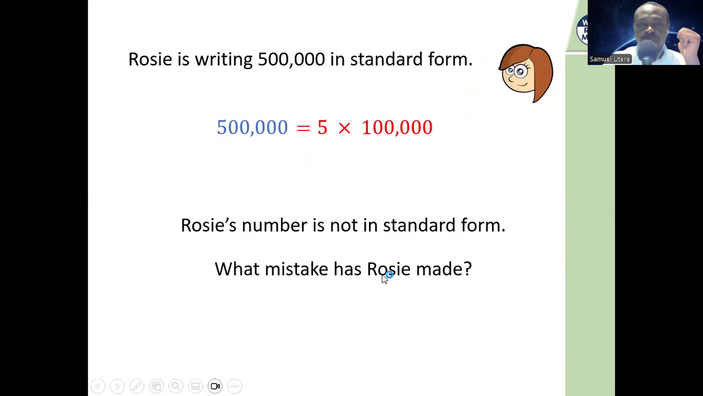That way, she can write this in standard form. So this will now be 5 times 10 to the power of 5.